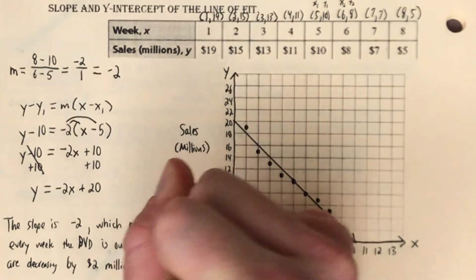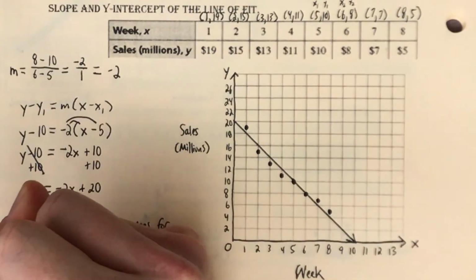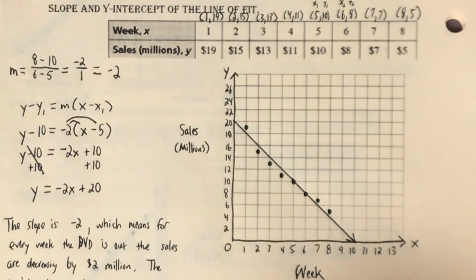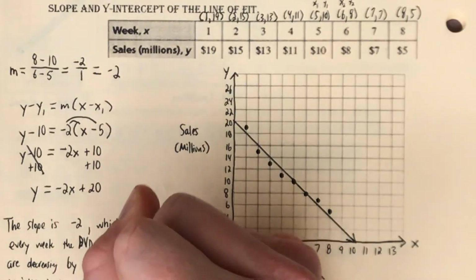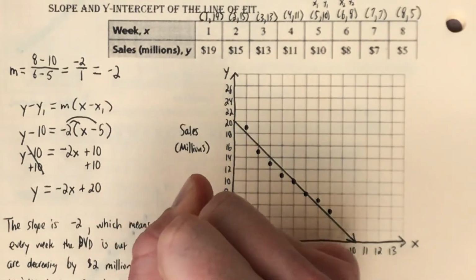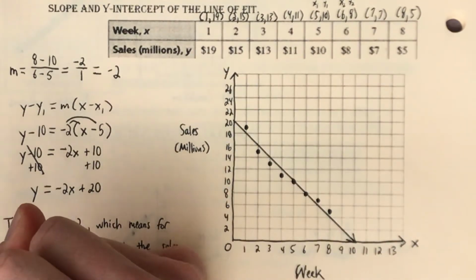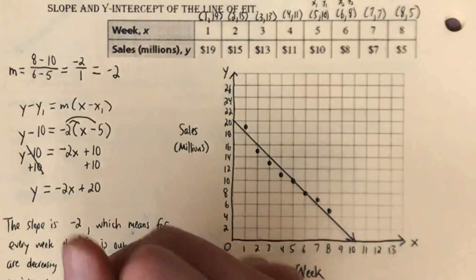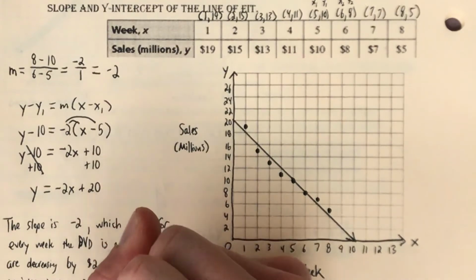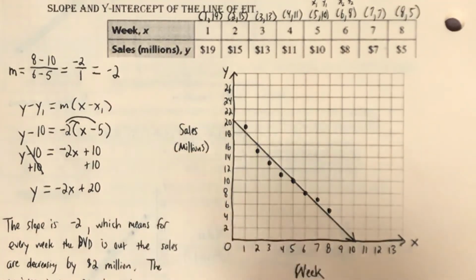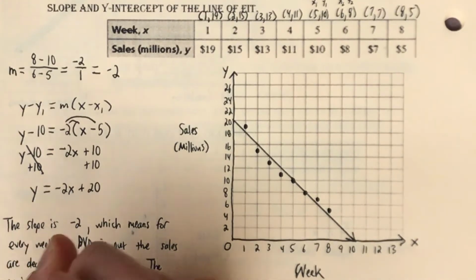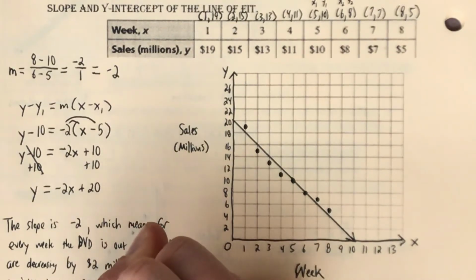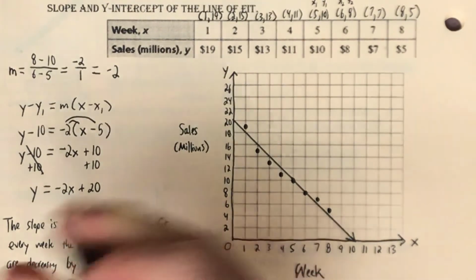So I would say something along the lines of: the y-intercept is 20, but that has no relevance because you can't sell something that hasn't been released. You can't have sales, I should say, would probably be a better way to say it. You can't have sales of something that hasn't been released.